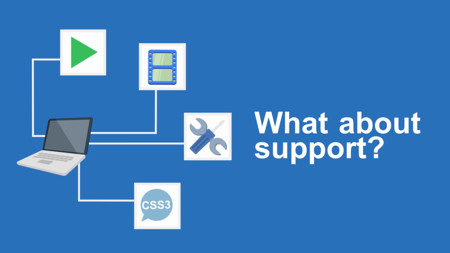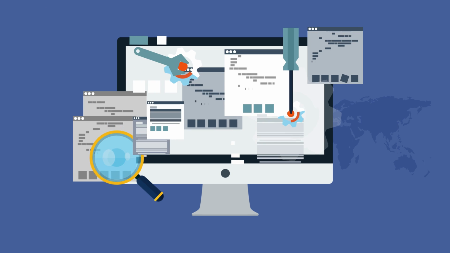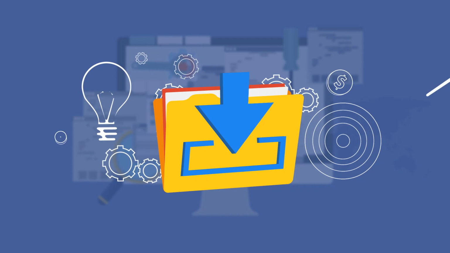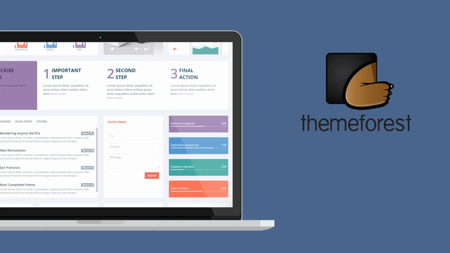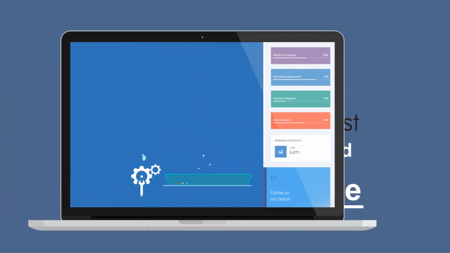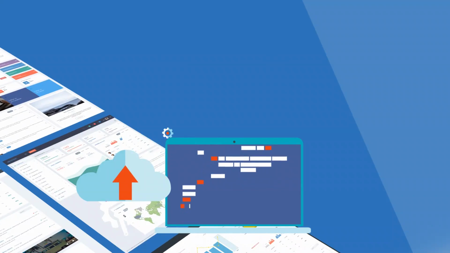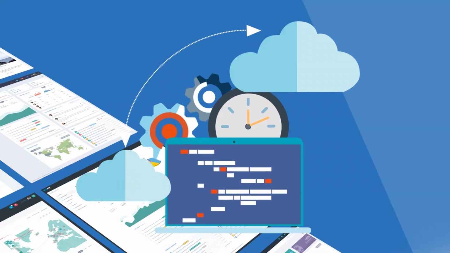What about support? We believe that developing the best product available on the market today is only the beginning. Upon purchase, all updates from us will be uploaded to ThemeForest and will be readily available for you to download for free. Coupled with our fanatical customer support, you will receive continuous support 7 days a week, all year round.